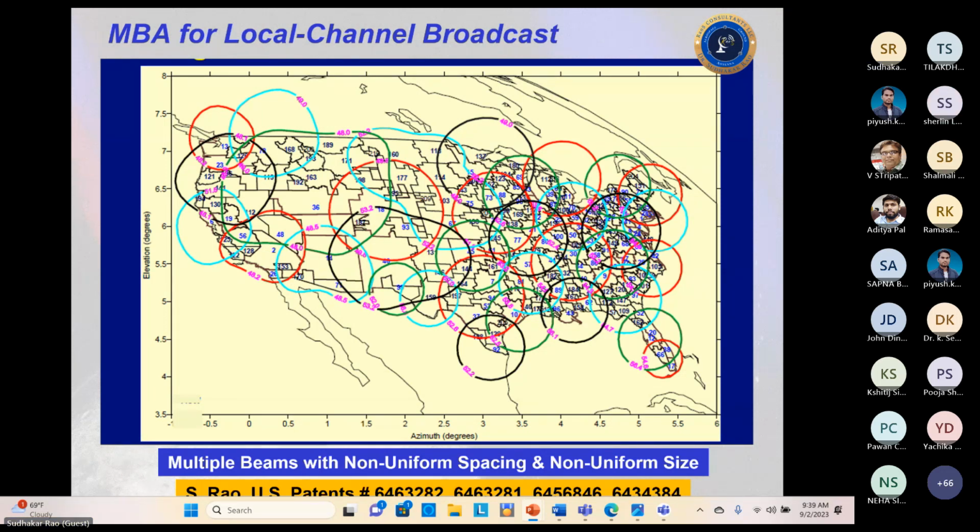So these multiple beams, I think we first developed when I was working at Boeing Satellite Systems. A customer came, and in those days I think it was all national channels like ABC, NBC, etc. But then people wanted local channels. So how to give local channels?